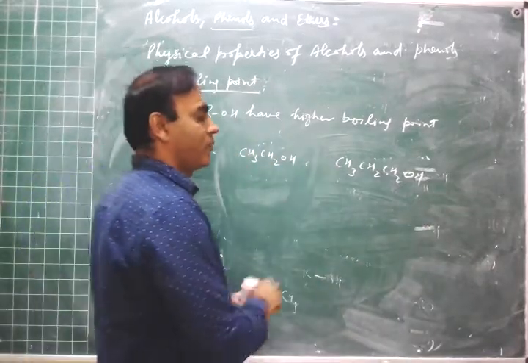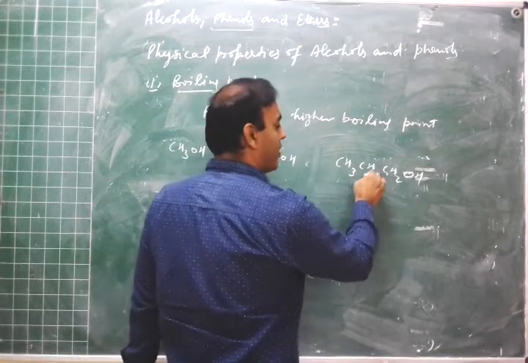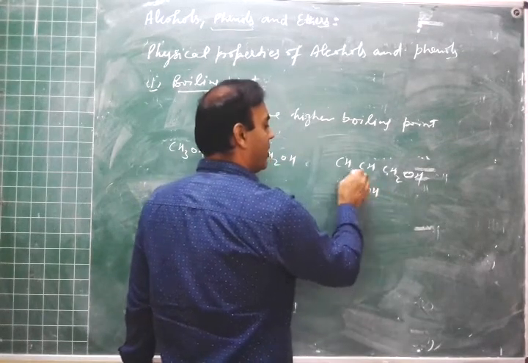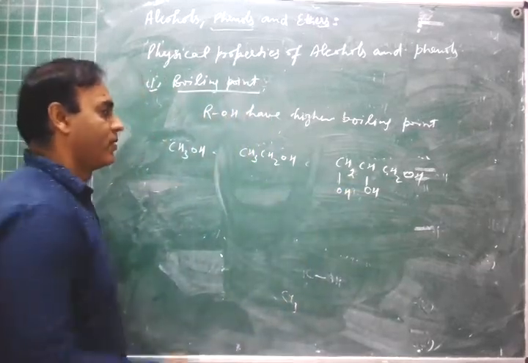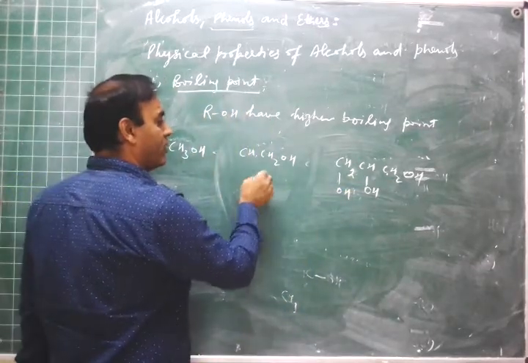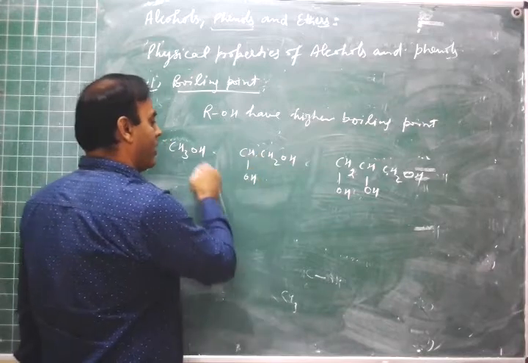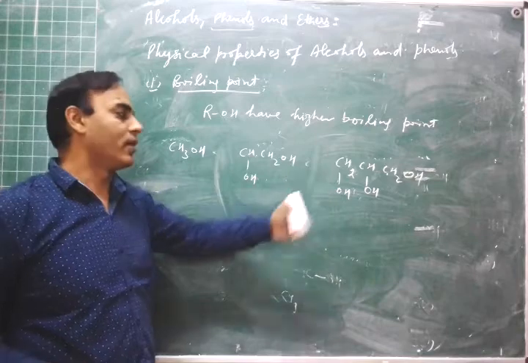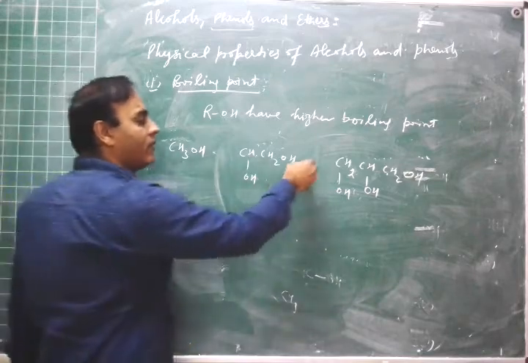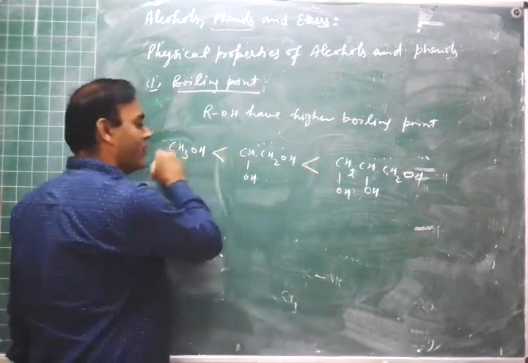now see, here is propanol, and if I write here one OH, and here one OH, with this there are three OH, and if I write two OH here, and here is only one OH, so more number of OH, more will be hydrogen bonding, and this will have the highest boiling point, and this will have the least boiling point.